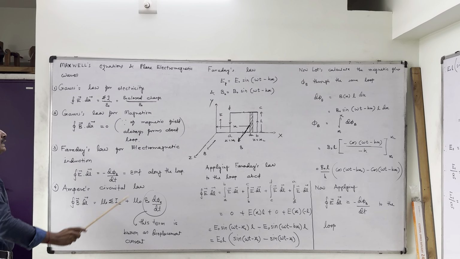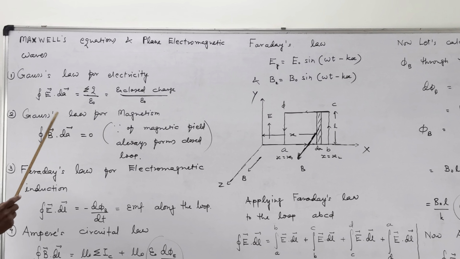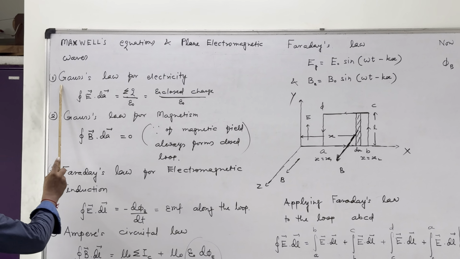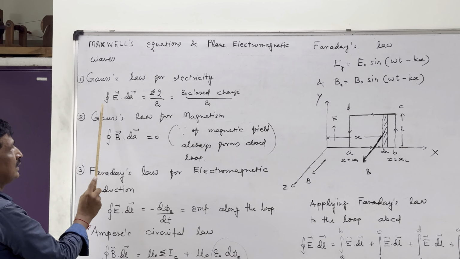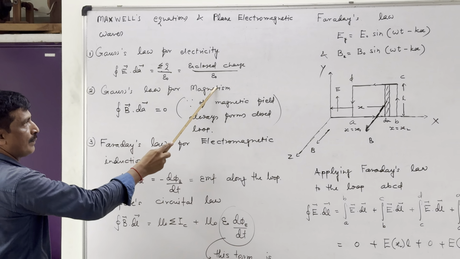Maxwell's equations and plane electromagnetic waves. There are four Maxwell's equations. One, Gauss's law for electricity: the surface integral of the electric field over a closed surface equals the enclosed charge divided by epsilon naught.